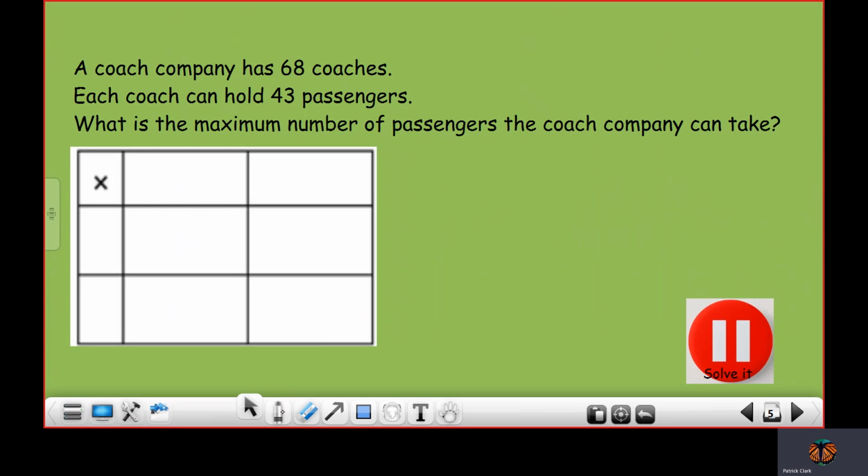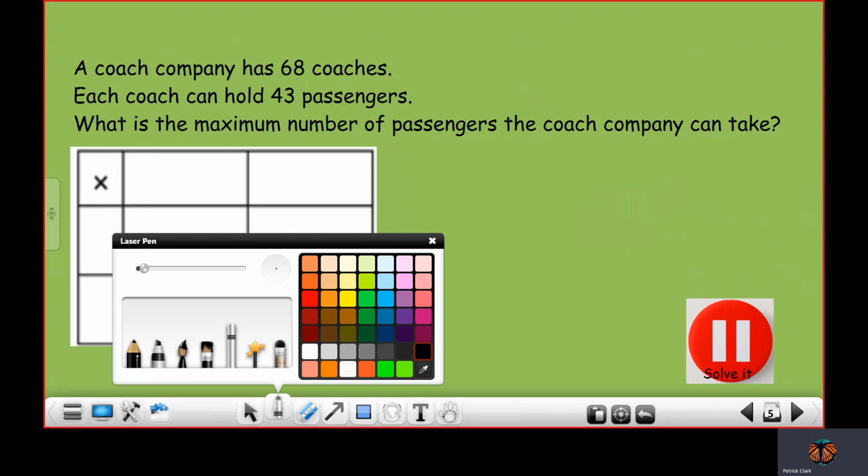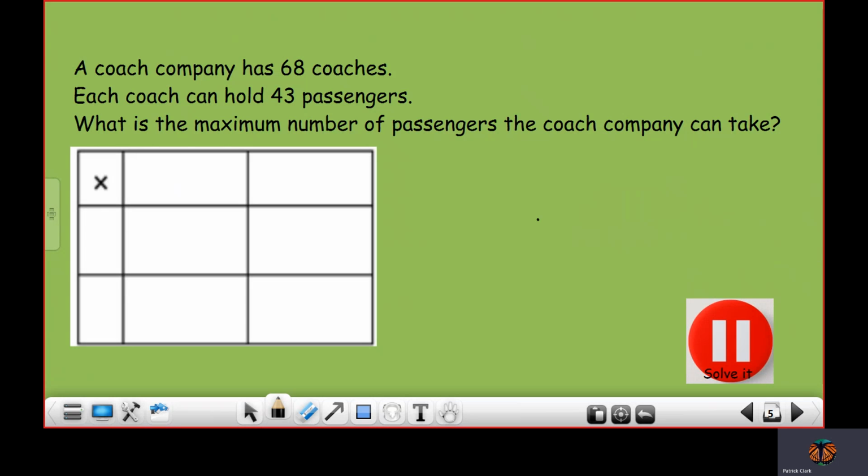So we are looking today at 2-digit times 2-digit numbers, which has a lot of working out in it, but we've got this really good method called the grid method. Let's look at a real world problem you might use this in today. A coach company has 68 coaches. Each coach can hold 43 passengers. What is the maximum number of passengers the coach company can take?